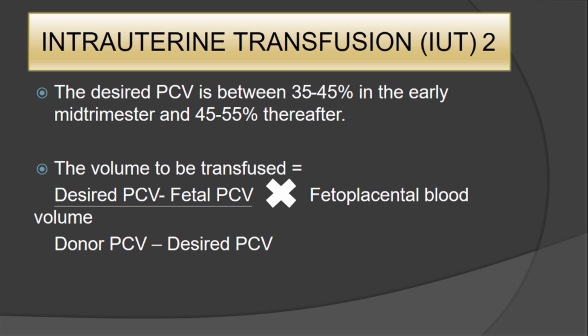And the volume of blood to be transfused is calculated from the formula: the desired PCV minus what we now observe, the fetal PCV, divided by the donor PCV, minus the desired PCV, multiplied by the fetoplacental blood volume.